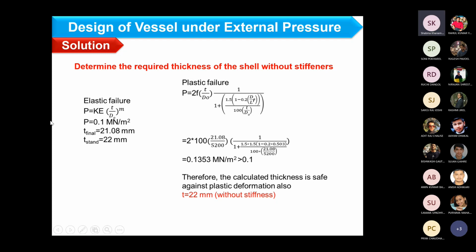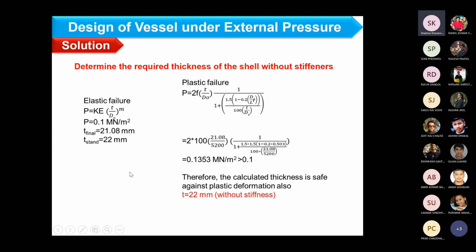Okay, so considering this P and all other values, we can find this T value, the corroded thickness, and it is coming as 21.08 mm. Okay, and the next value you can see from table B1, and so we can find the standard thickness as 22 mm, right? So this is for the elastic failure.